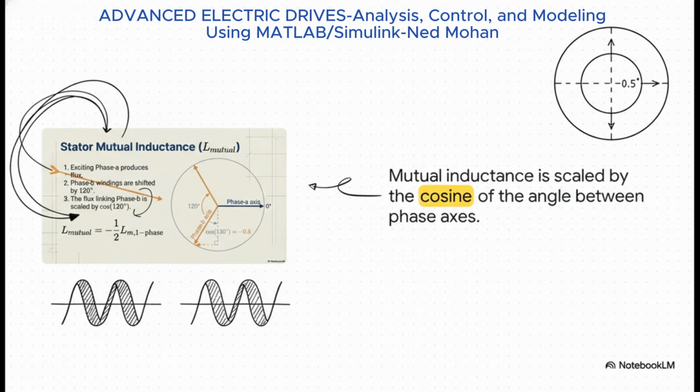Now this is where it gets really cool. The mutual inductance, that's how the magnetic field from one phase affects the others. It's all about geometry. It's like casting a shadow. The amount of magnetic shadow that phase A casts on phase B depends entirely on the angle between them. And the math for that projection is simply the cosine of the angle, which we know is 120 degrees. That directly leads to that -1/2 term you see in the equation. It's just a beautiful, direct link between the physical layout of the machine and its electrical parameters.